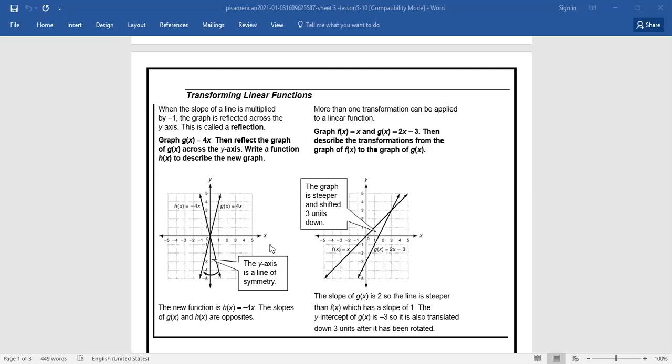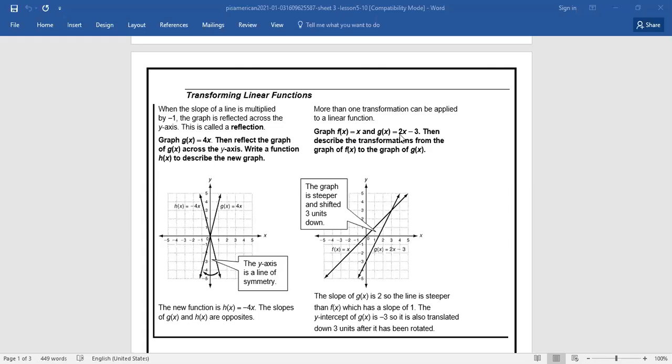Then sometimes you are going to combine more than one transformation. So we studied till now 3 types of transformations. The first one was translation. The second one was rotation, and the third one is reflection. Reflection across what? The y-axis. Okay.